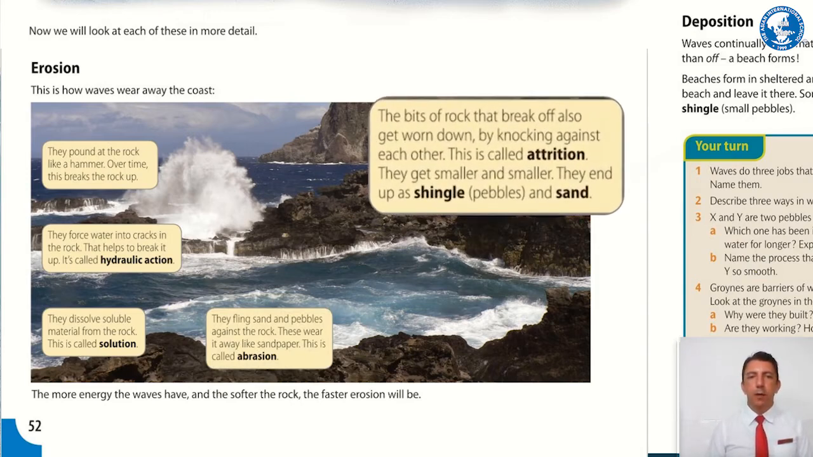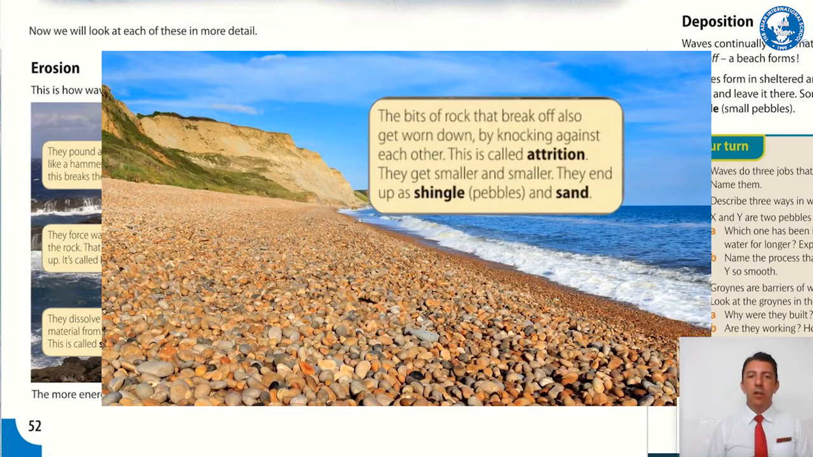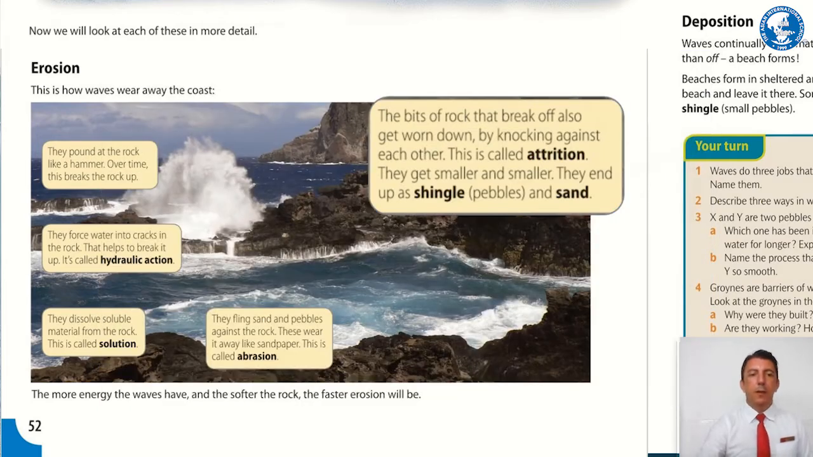Then, the bits of rock that break off also get worn down by knocking against each other. This is called attrition. By this process, the rocks keep hitting and rubbing off each other, and they get smaller and smaller. They end up as shingle and sand. Shingle is a word for a big mass of pebbles. Not all beaches are sandy. Some, like this one, are made of shingle, or lots of little pebbles, lots of little stones. The more energy the waves have, and the softer the rock, the faster the erosion will be.